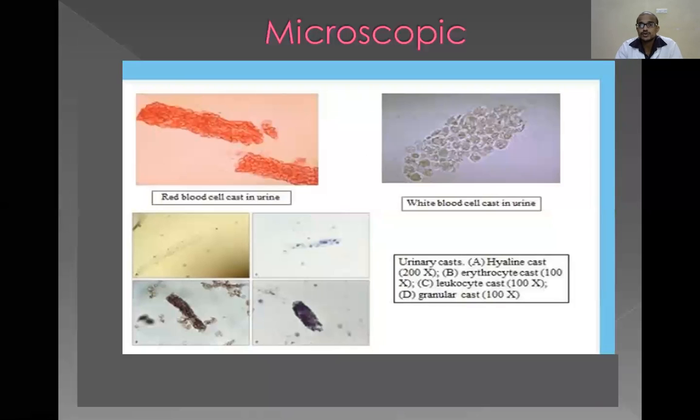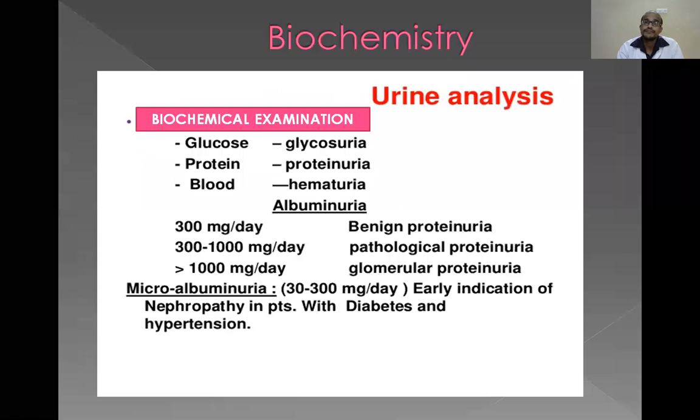And coming to the microscopic, we'll be seeing the red blood cells, white blood cells, and different casts in the microscopic examination. This microscopic examination in detail will be seen in your next academic years. And coming to the biochemical examination, commonly we will be seeing the glucose and protein, glycosuria and proteinuria.